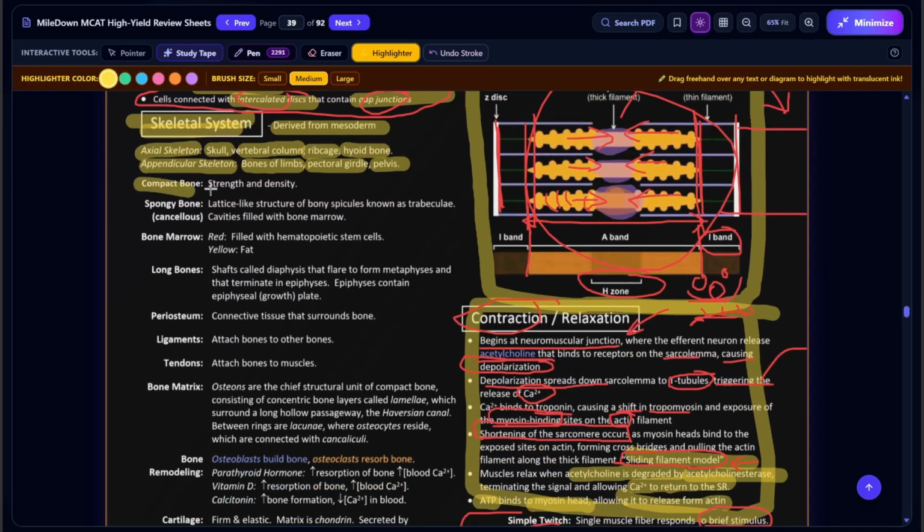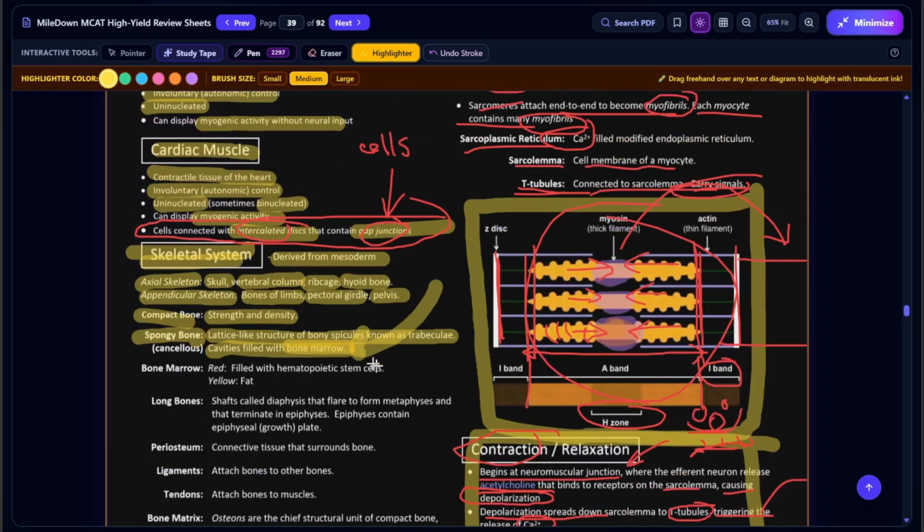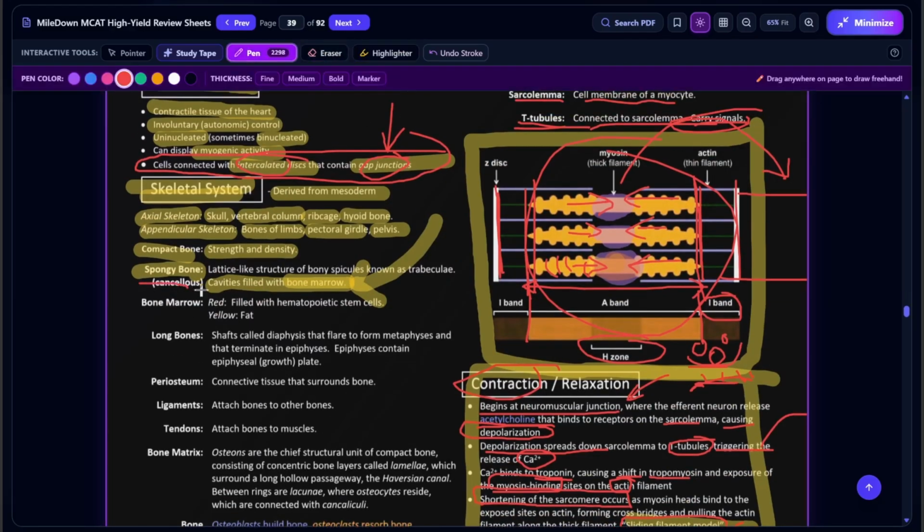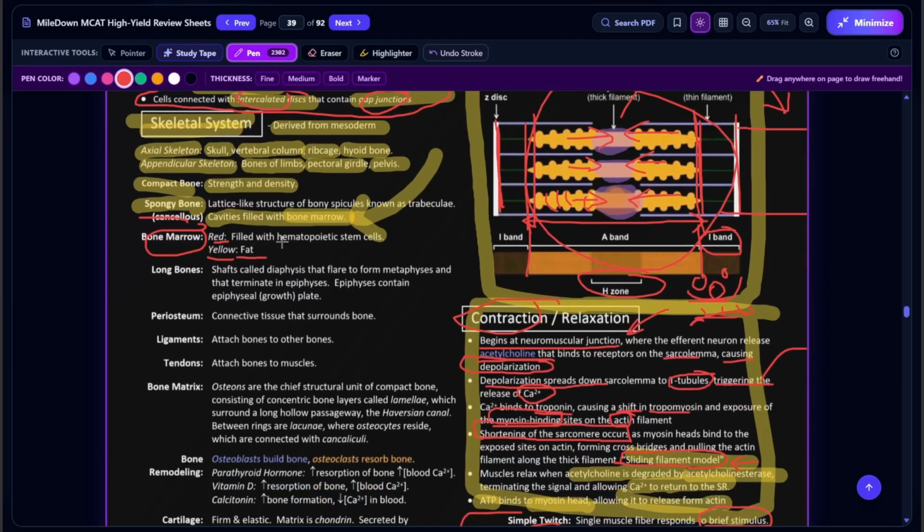And compact bone is very strong and dense. So you can think of your compact bone as like your thigh bone. That bone is probably really strong, right? And then you have spongy bone, which is a lattice-like structure of bony spicules known as trabeculae, with cavities filled with bone marrow. Remember that bone marrow was important for a lot of cells that were forming. So yeah, bone marrow is very important. Bone marrow can be red. There's also yellow bone marrow. Yellow bone marrow has fat, and red bone marrow is filled with hematopoietic stem cells. So remember that's again where cell birth kind of happens.